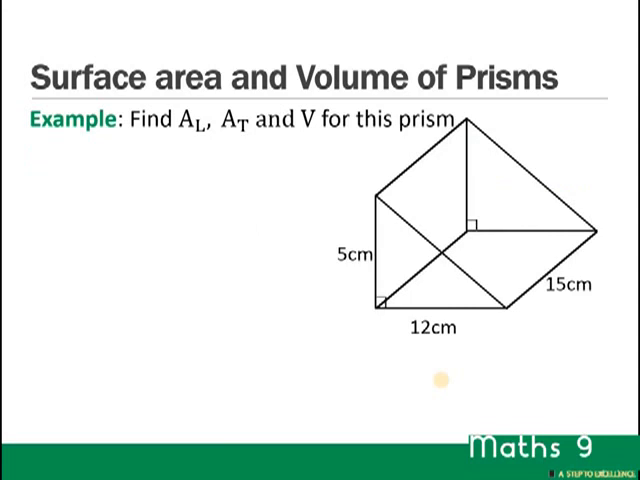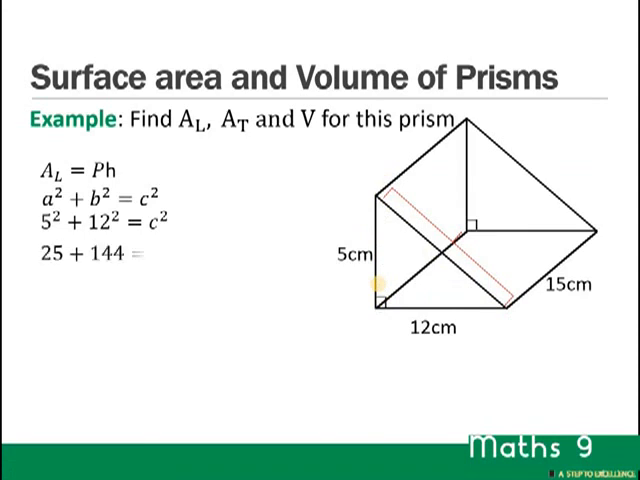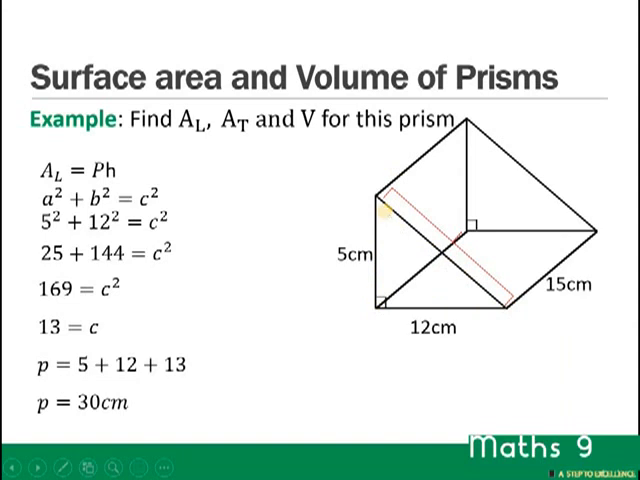Example, find AL, AT, and V for this prism. AL is the perimeter times the height, so we need to find the length of this side here so that we can find the perimeter of this triangle. We can use Pythagoras' theorem, a squared plus b squared equals c squared. So 5 squared plus 12 squared equals c squared. So 25 plus 144 equals c squared. 169 equals c squared. So 13 equals c. So the perimeter is 5 plus 12 plus 13, which is 30 centimeters.